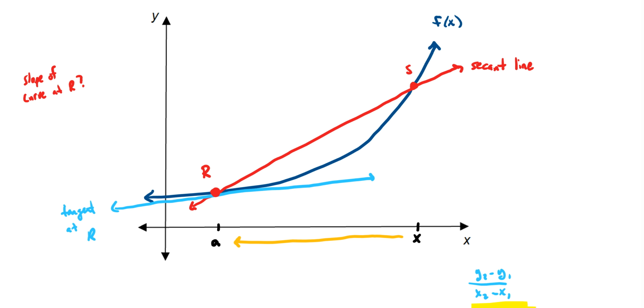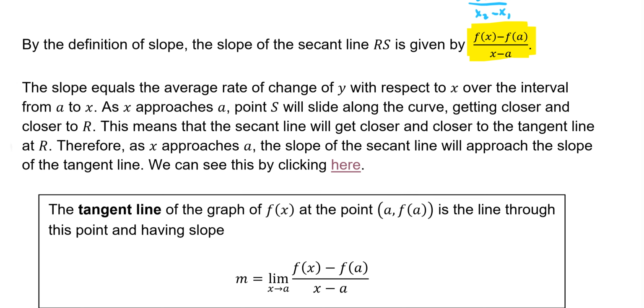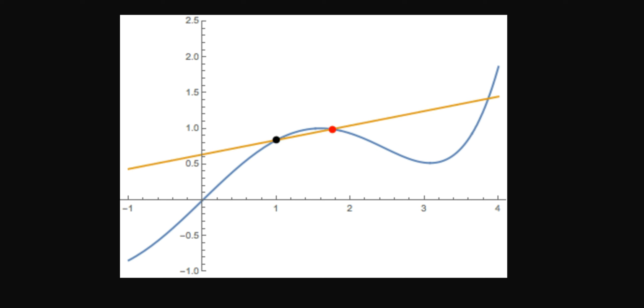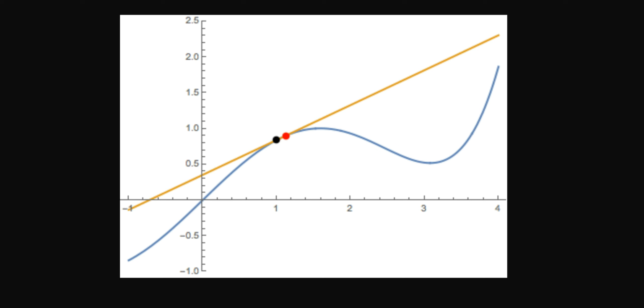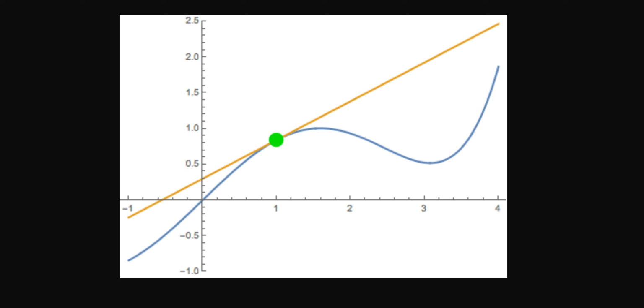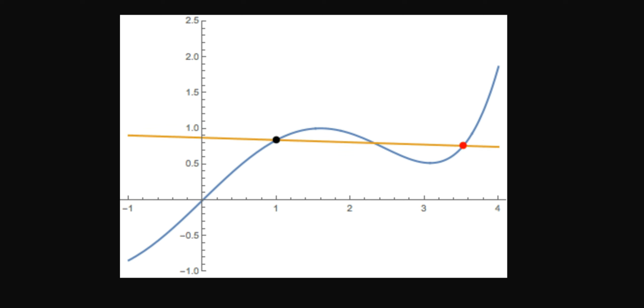So let's go ahead and see a little demonstration of this by clicking this little link right here. Okay, so we have this curve. Of course, it's the blue curve. That black point on the left, that's the fixed point. That's going to be the point that we're interested in determining the slope of the tangent line at. The point on the right that's moving, that would be that point S. We're moving that point closer and closer to point R on the left. And notice that there's a secant line cutting through them the entire way.